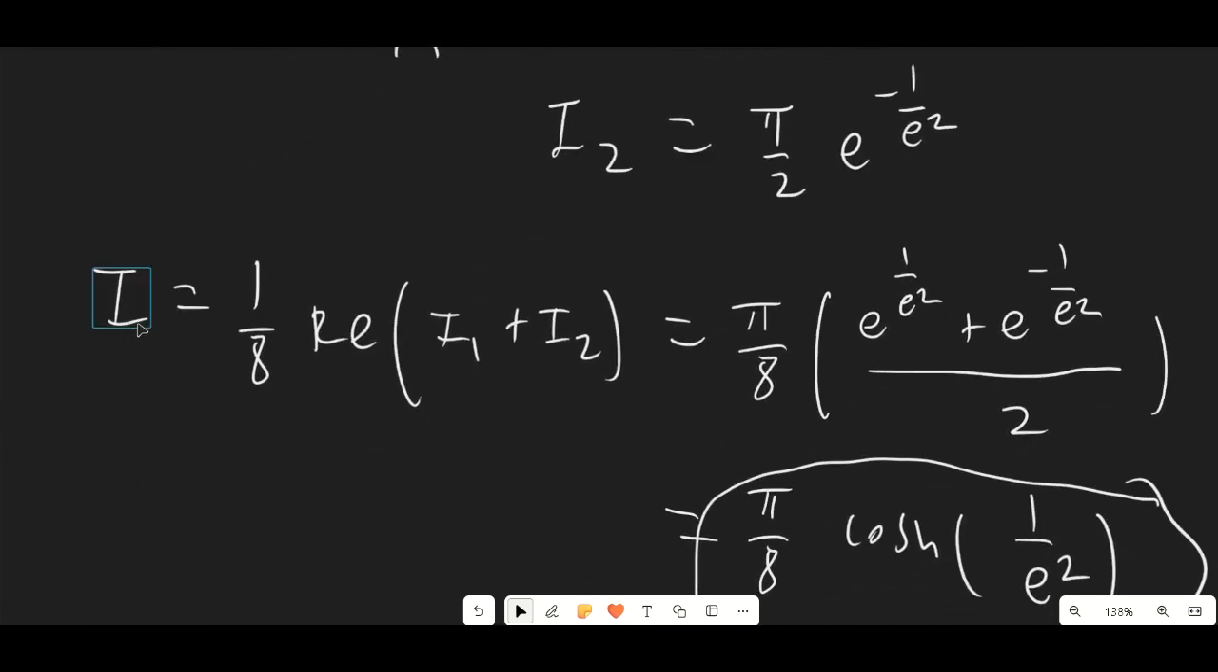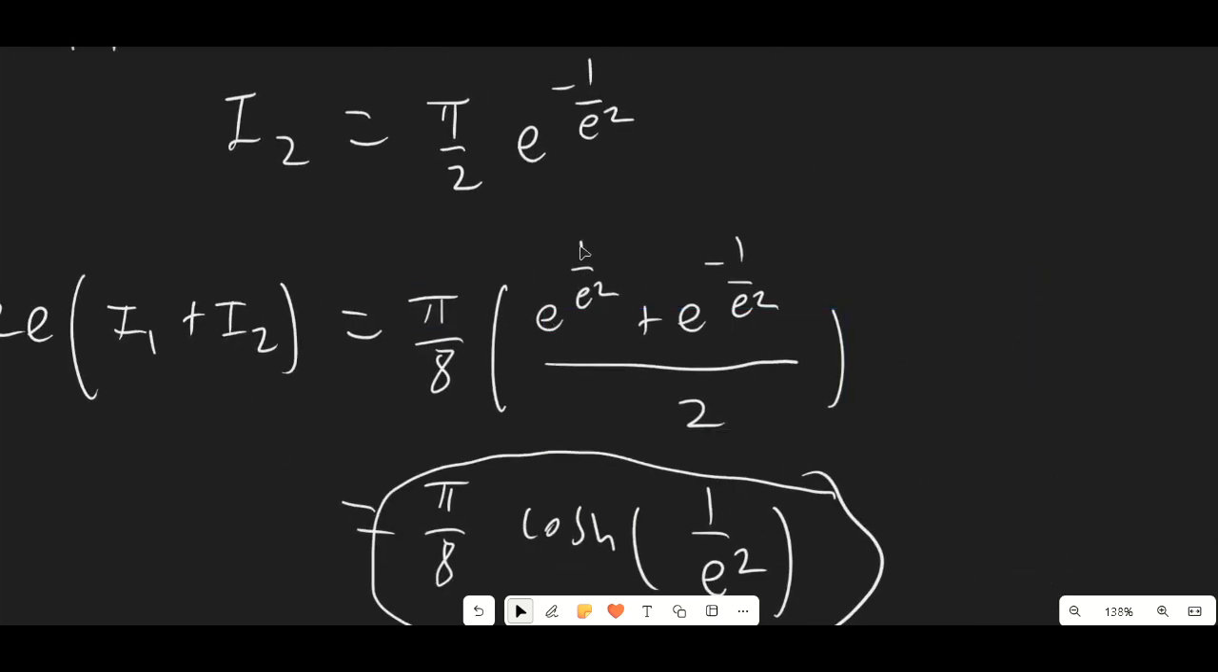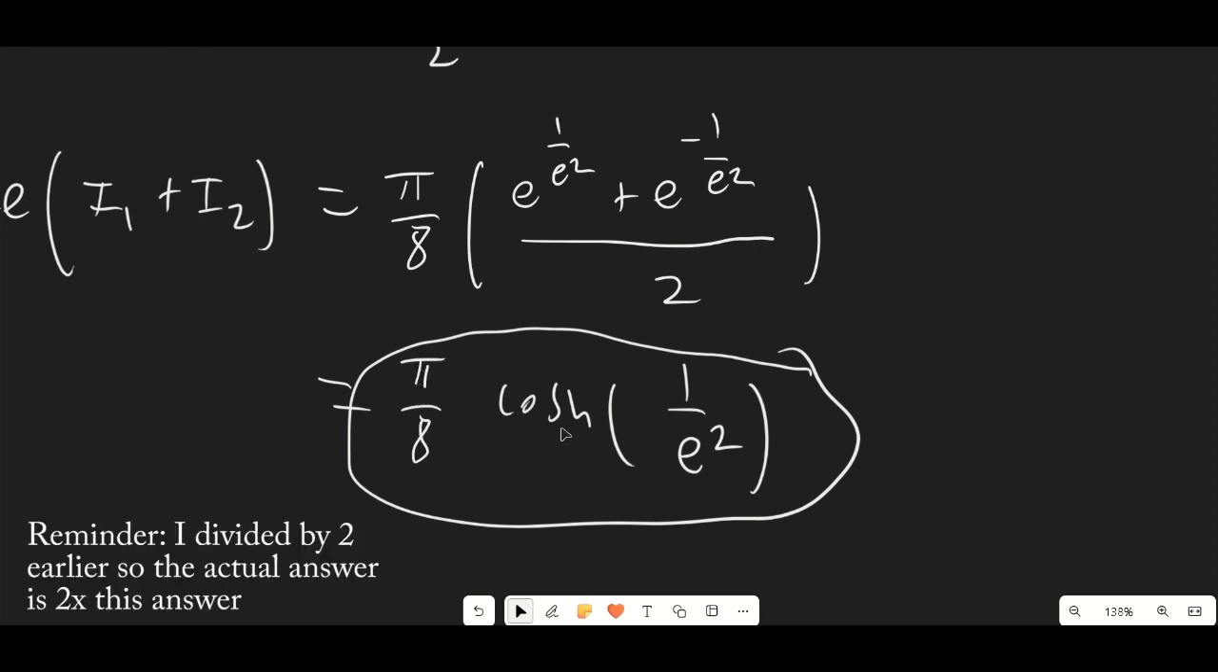So overall, our integral I was equal to 1/8, the real part of I1 plus I2, and they're both completely real, so we don't need to worry about that. So it's going to be pi over 8 times e to the 1 over e squared plus e to the negative 1 over e squared all over 2. And this is just the definition of hyperbolic cosine, so we can write that this is going to be pi over 8 cosh of 1 over e squared, which I think was a very beautiful result.